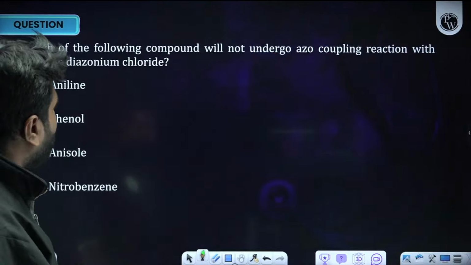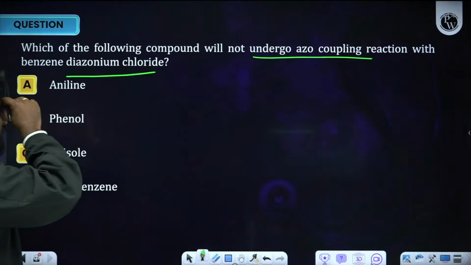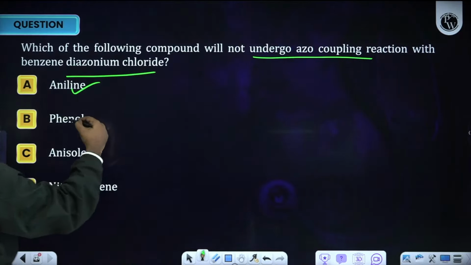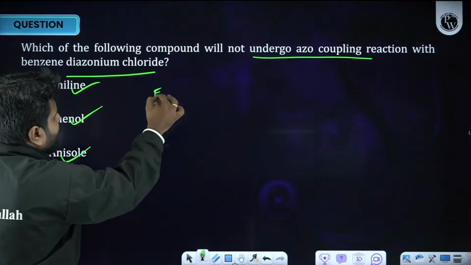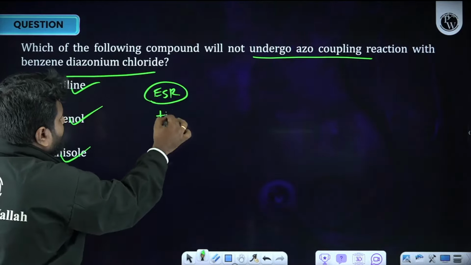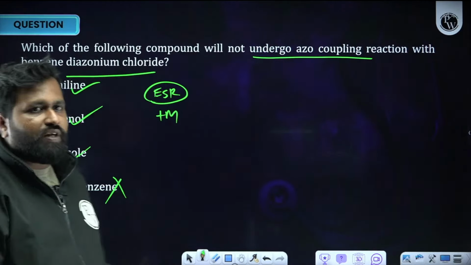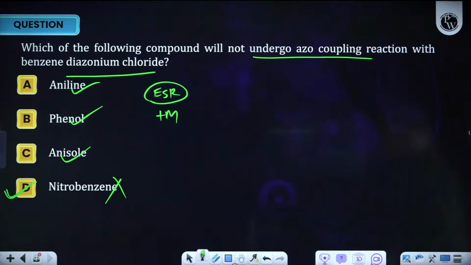Which of the following compounds will not undergo azo coupling reaction with benzene diazonium chloride? We know very well an activating group should be there, right? Aniline will undergo, phenol will undergo. What about anisole? Yes, anisole and nitrobenzene, which will not undergo? Anisole also will undergo. Why? Because the basic mechanism is electrophilic substitution reaction, plus some activating group should be there. So which will not undergo? Nitrobenzene. It is clear. Based on this, we can tell.